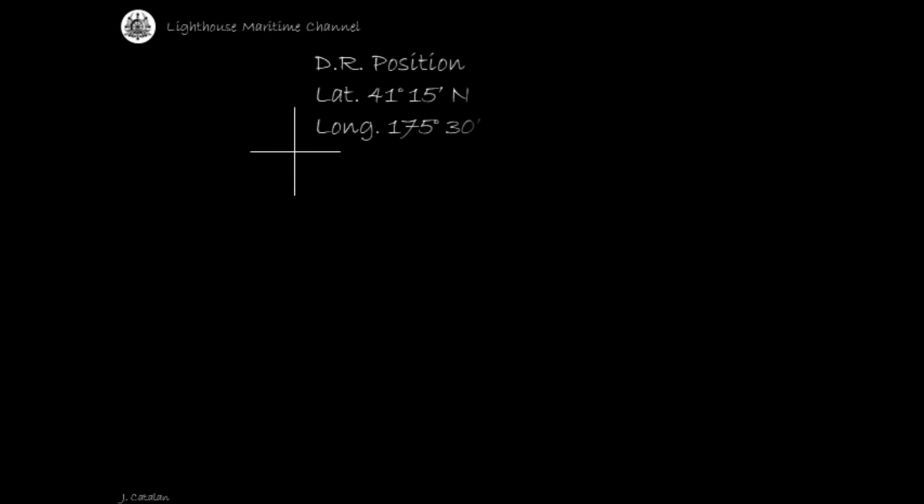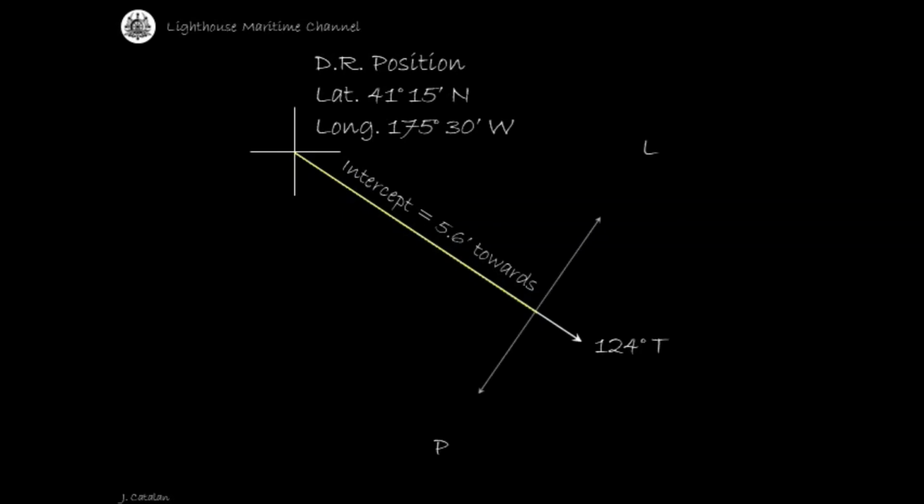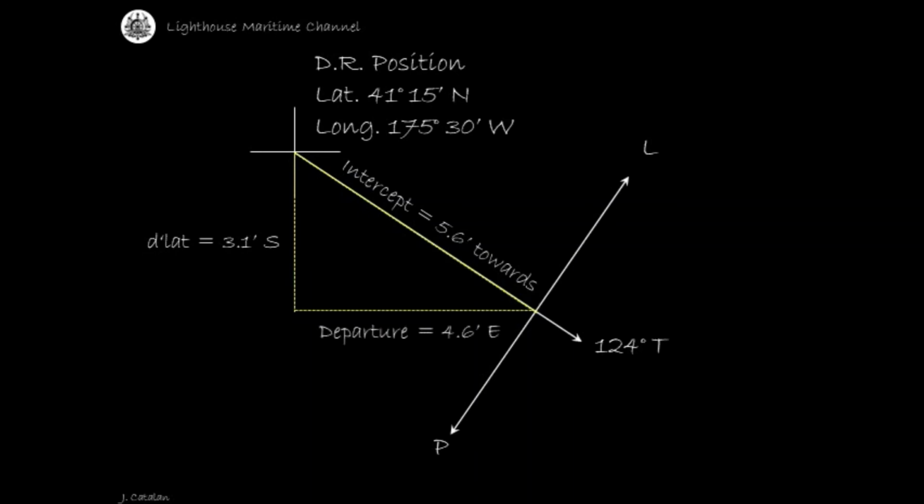DR position. Latitude, 41 degrees 15 minutes north. Longitude, 175 degrees 30 minutes west. Azimuth, 124 degrees true. Intercept, which is equal to 5.6 minutes, towards. Position line, through which it passes. Difference of latitude, which is equal to 3.1 minutes south. Departure, which is equal to 4.6 minutes east.